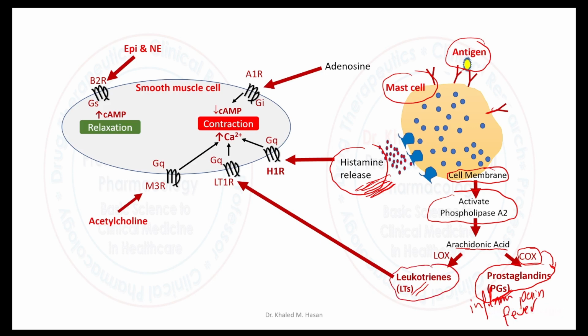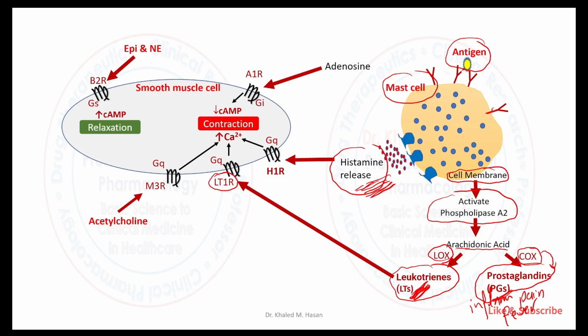Leukotriene is also produced through the pathway called lipoxygenase, and the abbreviation for lipoxygenase is LOX. So we have leukotriene. Leukotriene is responsible for inflammation, responsible for chemotaxis. Then, as you can see here, the leukotriene binds to the leukotriene receptor.